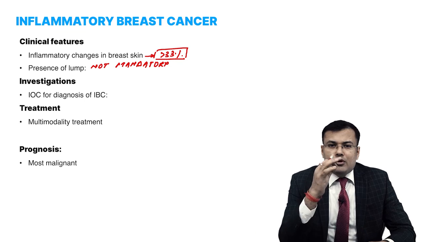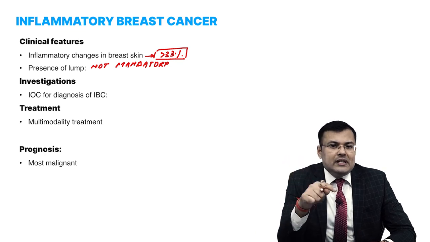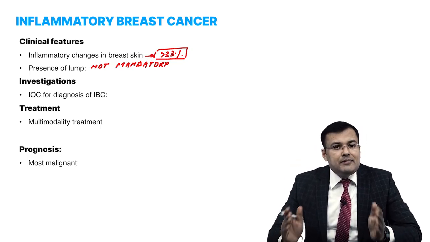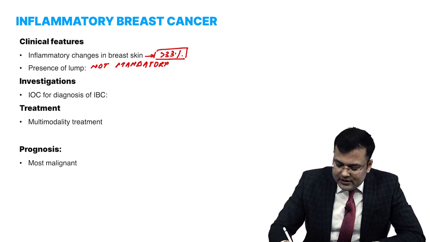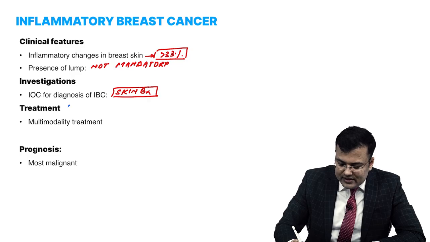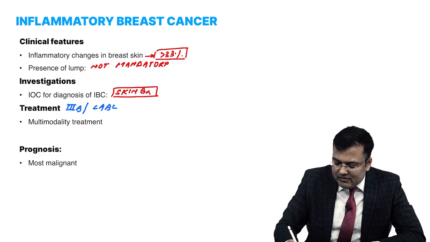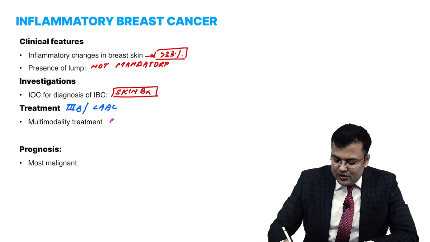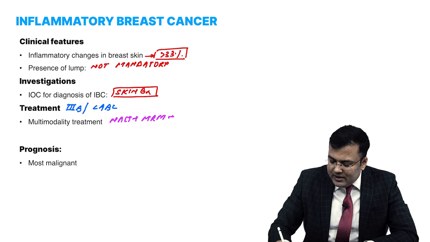Skin. Why? Because within the skin there are lymphatics, and within the lymphatics there is presence of tumor cells. So this is the only condition in breast cancer where we are going for skin biopsy. Investigation of choice for diagnosis is skin biopsy, and we already discussed the stage. Stage is 3B, which means locally advanced breast cancer, and you know that here we go for multimodality treatment, that is neoadjuvant chemotherapy plus MRM plus radiotherapy.